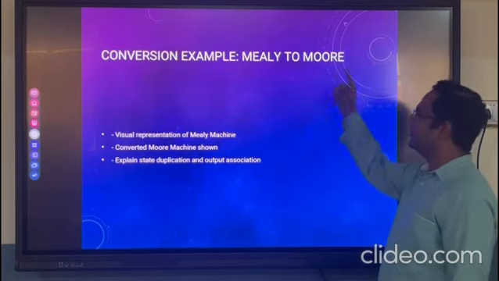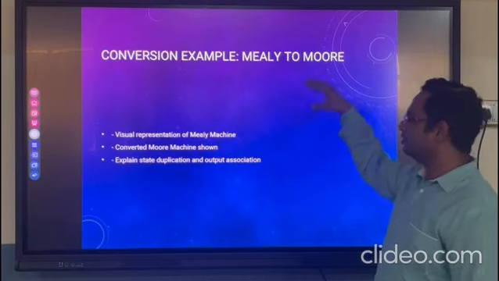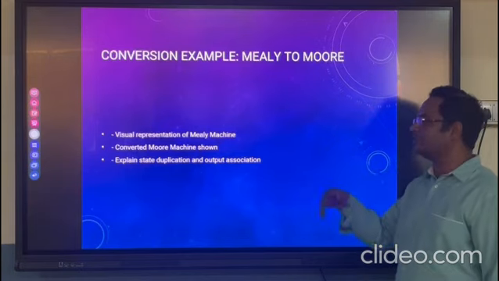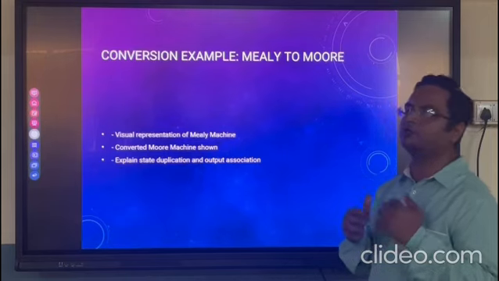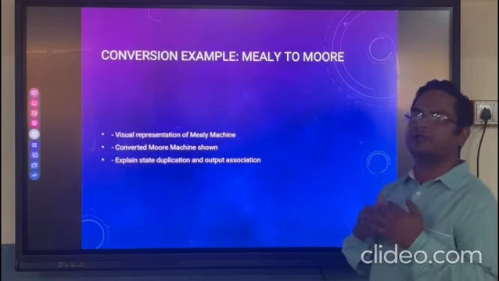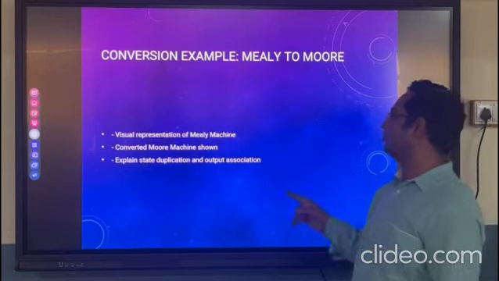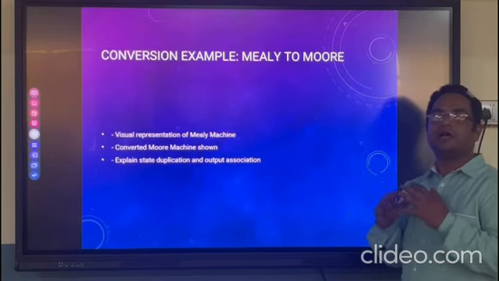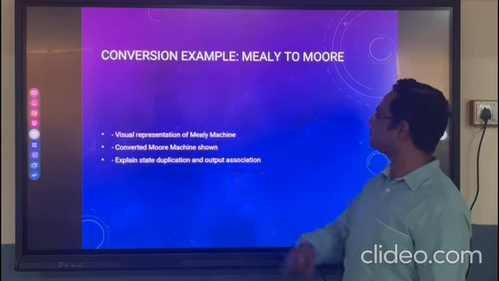Conversion example: Mealy to Moore, meaning how to convert a Mealy machine to a Moore machine. It is a visual representation of the Mealy machine, and the converted Moore machine is shown below. It describes the present state and output, and duplicate states are also generated in that case, if there are multiple transitions depending upon a single input, then duplicate states are shown.